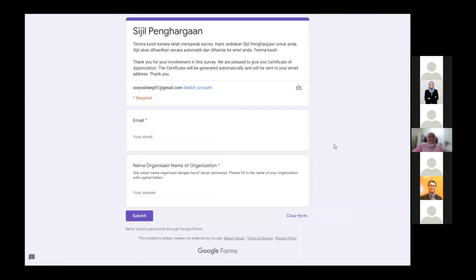Once you have clicked done, you have come to the part where we will give you a certificate of appreciation from MOSTI through MASTIC. So you have to fill in your email address, your functional email address. It does not have to be your work address, as long as you can access the account, and also the name of your organization in capital letters so that it will be bolded in the certificate.